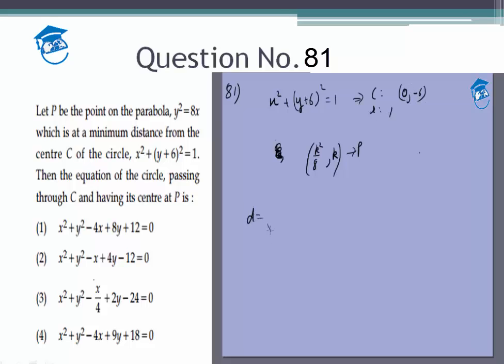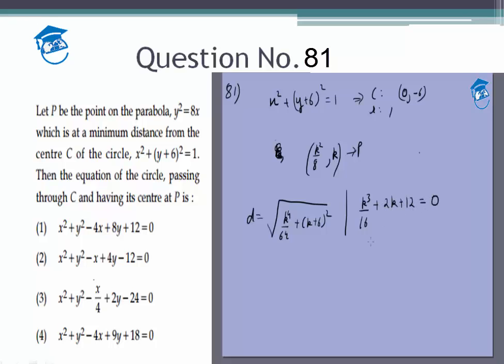The distance d will be root of (k squared by 8) whole squared, or k to the power 4 by 64, plus (k plus 6) whole squared. Now this has to be the minimum. If this is minimum, the thing between the roots will also be minimum, which means the derivative with respect to k will be 0. So 4 by 64 will be 16, so k cubed by 16 plus 2 times (k plus 6), that is 2k plus 12.